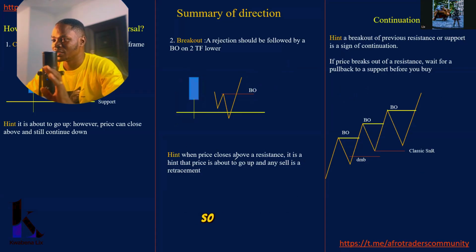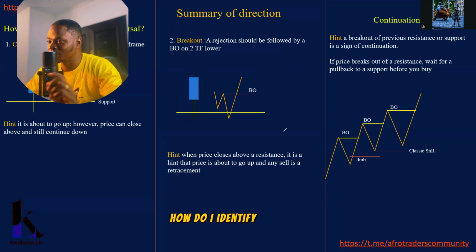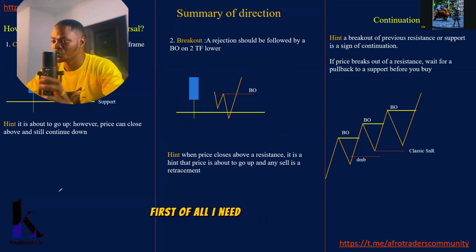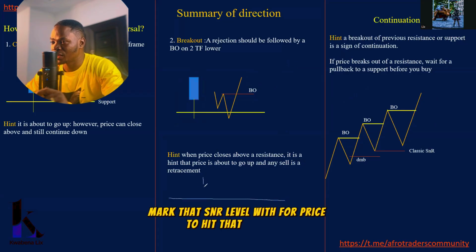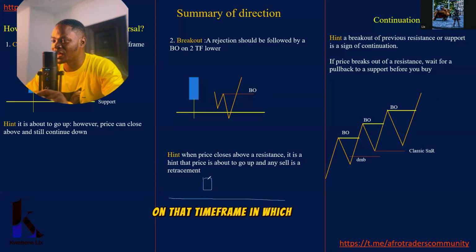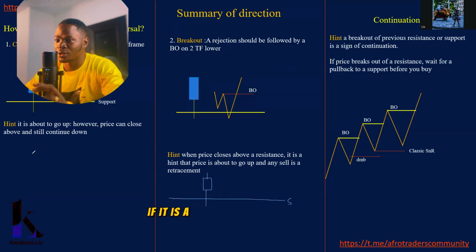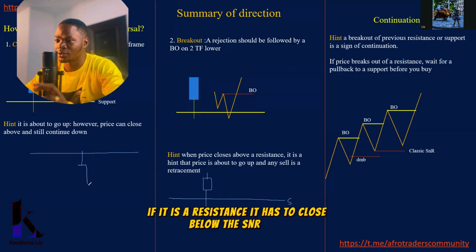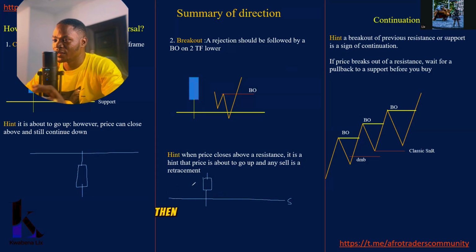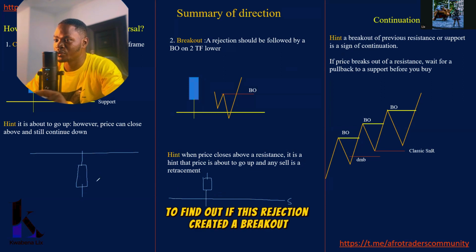So in summary, how do I identify direction? First of all, I need to know an SNR level. Mark that SNR level. Wait for price to hit that SNR level on the time frame in which I saw the SNR. After hitting the SNR, price has to close above the SNR level because it's a support. If it is a resistance, it has to close below the SNR level. Then I switch to 2 time frames lower to find out if this rejection created a breakout.